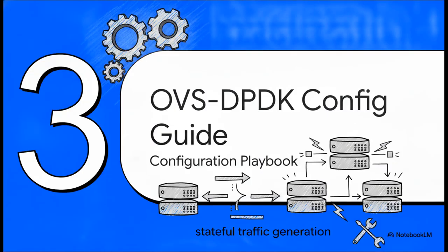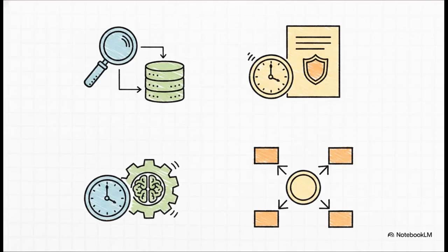Section 3, the OVS DPDK configuration guide. Look, before you even think about hitting run on a test, there are 4 absolute prerequisites. Seriously, you cannot skip these. First, you must increase your contract table size. Second, you have to configure your OVS zone timeout policies. Third, explicitly tune your kernel contract timeouts. And fourth, distribute your traffic by configuring multiple physical port RX queues. If you don't do that last one, you're going to bottleneck a single CPU core, and your performance will completely tank.